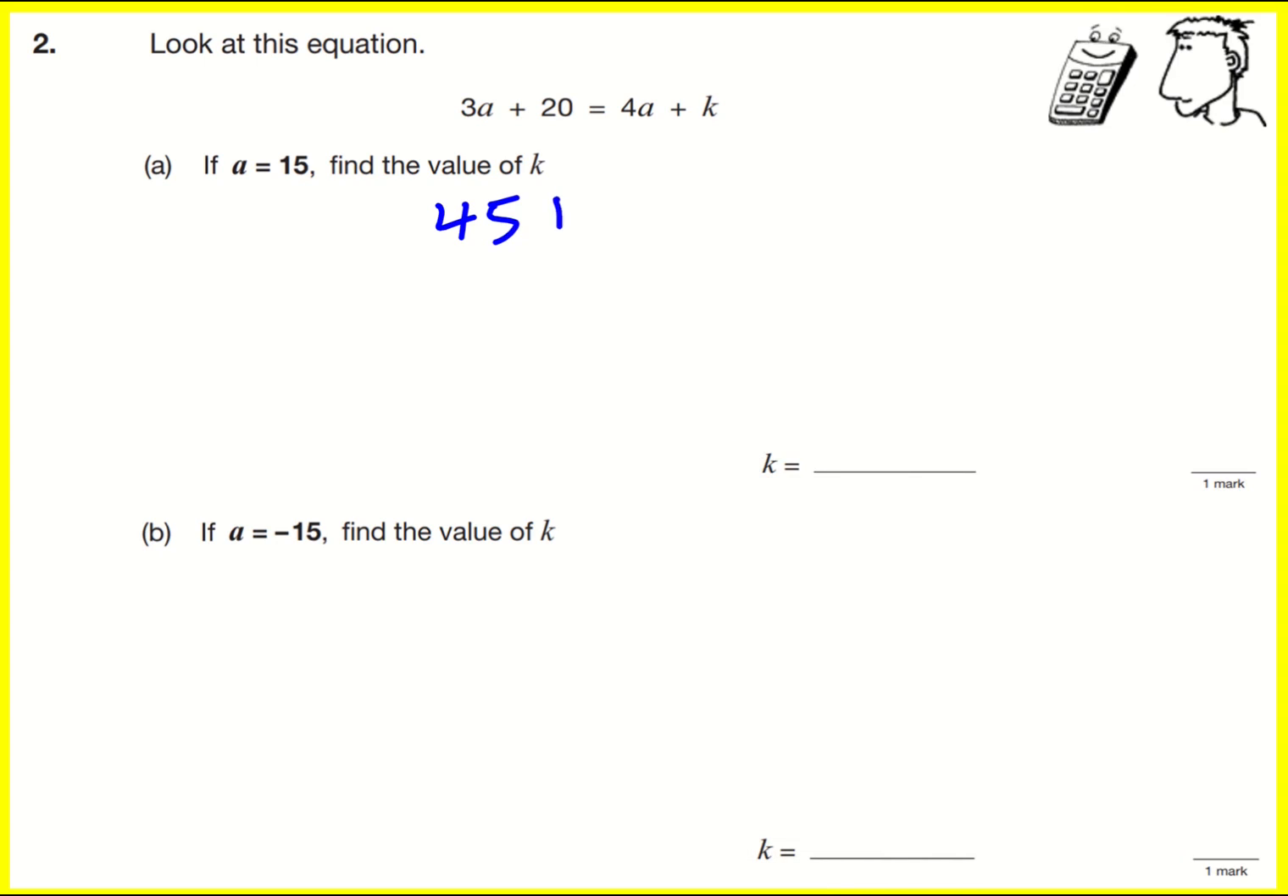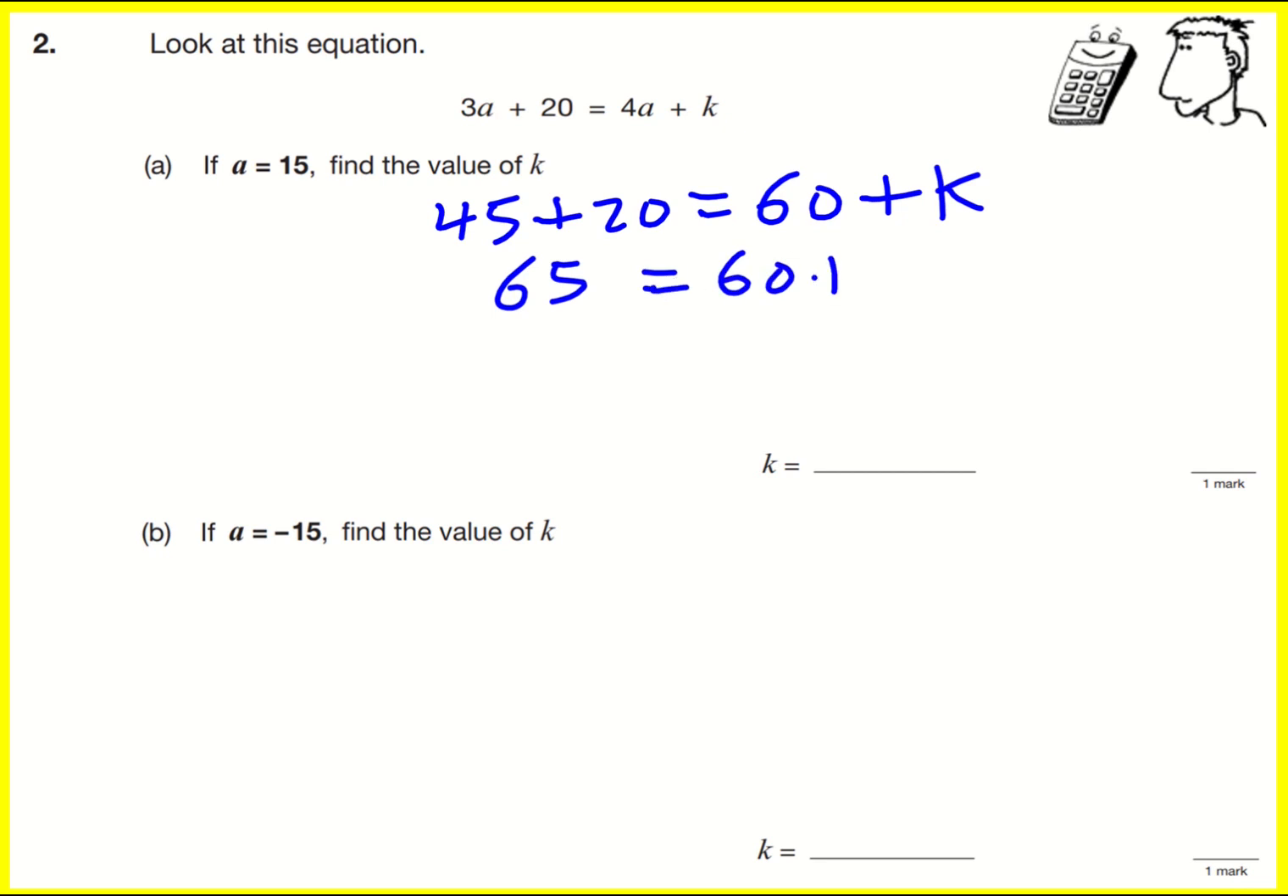So 45 plus 20 is equal to, and then it's 4 times 15, which is 60. 60 plus k. That could be a good starting point. It's only 1 mark, but this gets you in a good place. So then I was about to write 70. It's going to be 65 if I add up 45 and 20 equals 60 plus k.